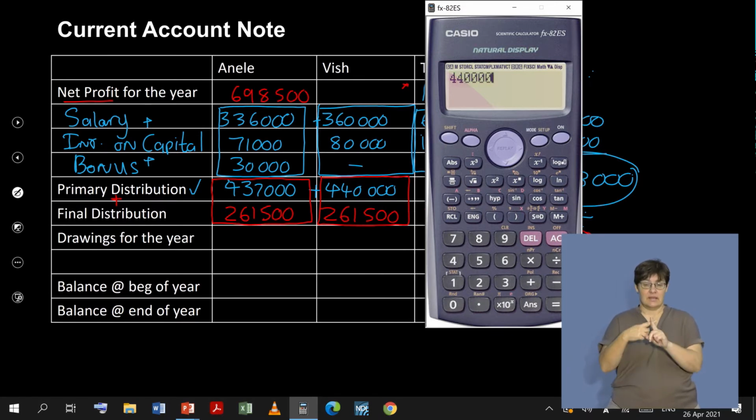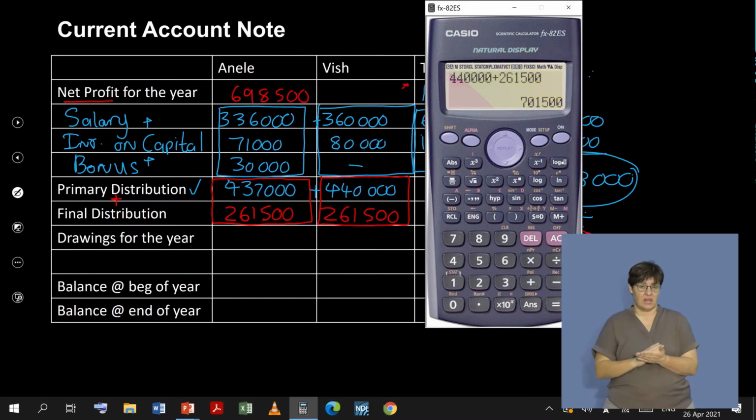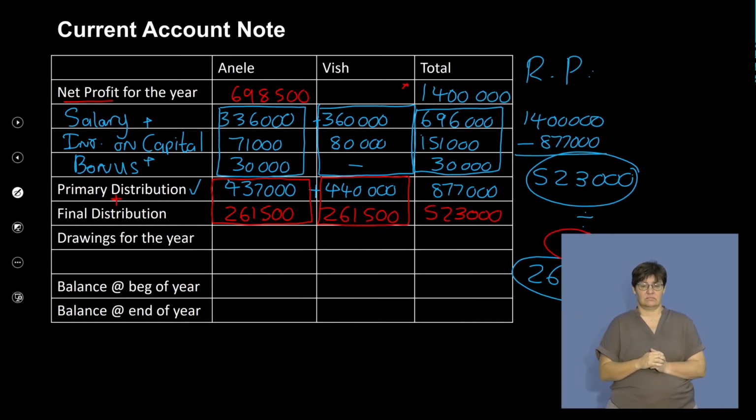440,000 plus 261,500. And his net profit share, an amount of 701,500. So an amount of 701,500. Right, now at this stage, guys, you can check that you haven't made a mistake.